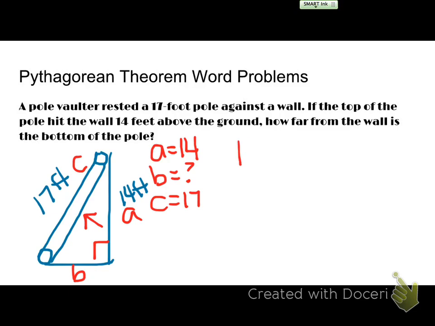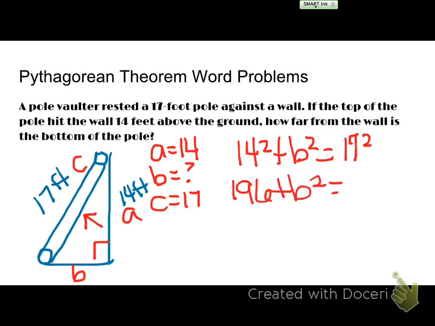Okay, so we're going to have 14 squared plus B squared equals 17 squared. Now, if you labeled B as A and A as B, that's fine. Somebody tell me what 14 squared is. 196. So 196 plus B squared equals 17 squared, which is 289. So am I going to add or subtract? Subtract. We're subtracting because we're looking for one of the legs.